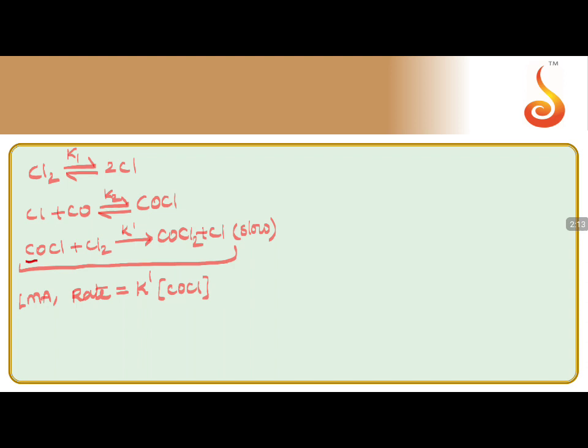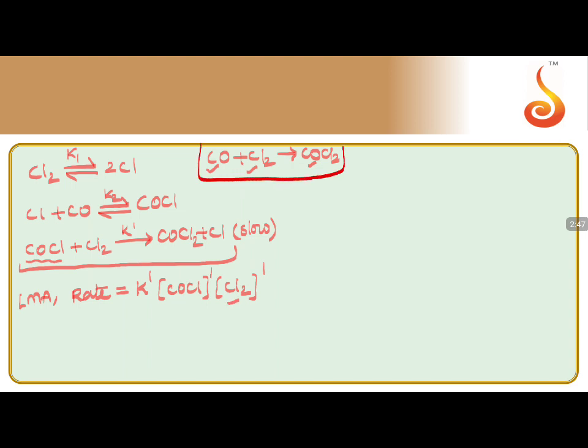Who is my reactant here? COCl, raised to the power of its own stoichiometric coefficient, into the other reactant Cl2, raised to the power of its own stoichiometric coefficient, 1 and 1. Now observe the overall reaction. Which is your overall reaction? CO plus Cl2 gives rise to COCl2. This is your overall reaction. CO is a term, Cl2 is a term, COCl2 is a term. Cl2 is a part of your overall reaction.